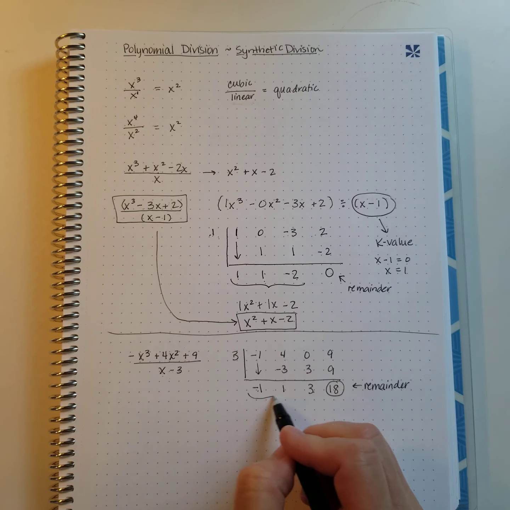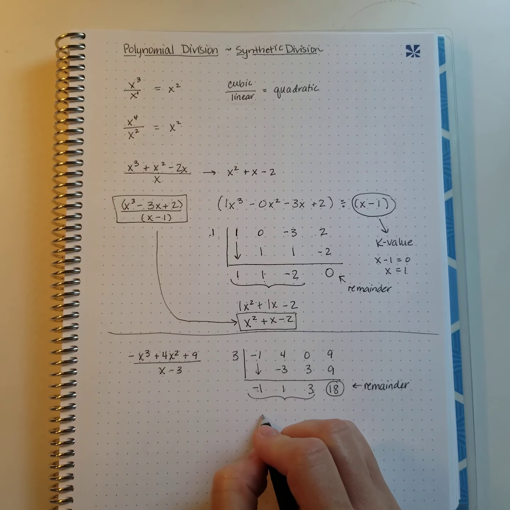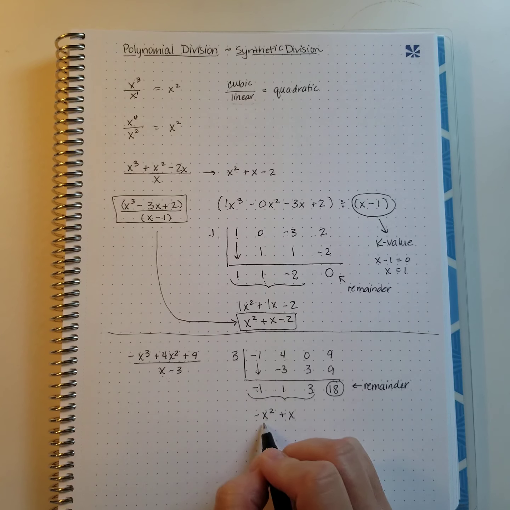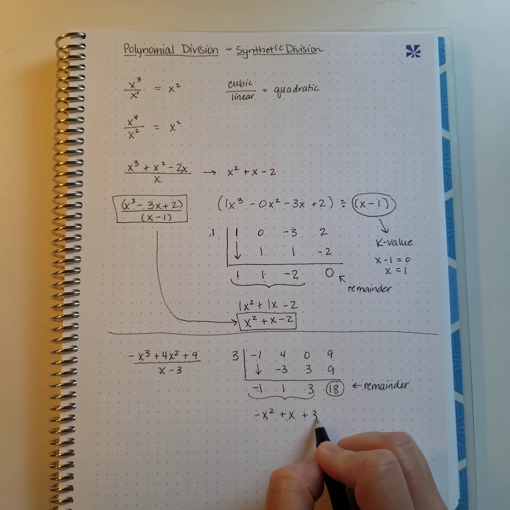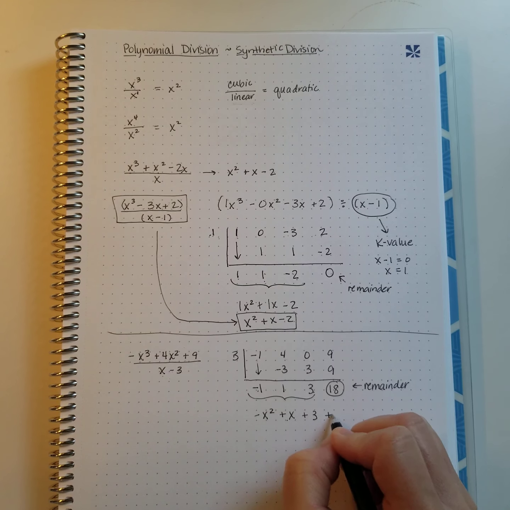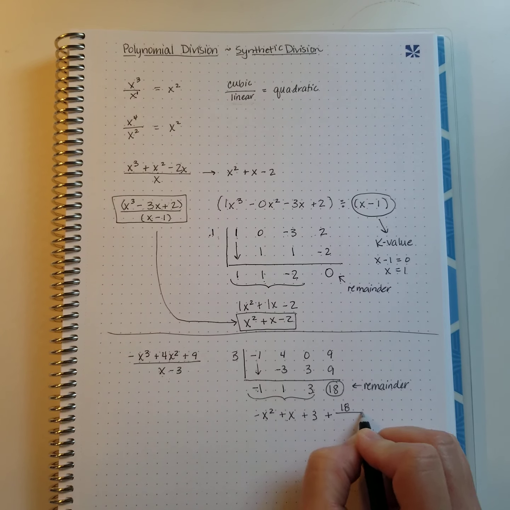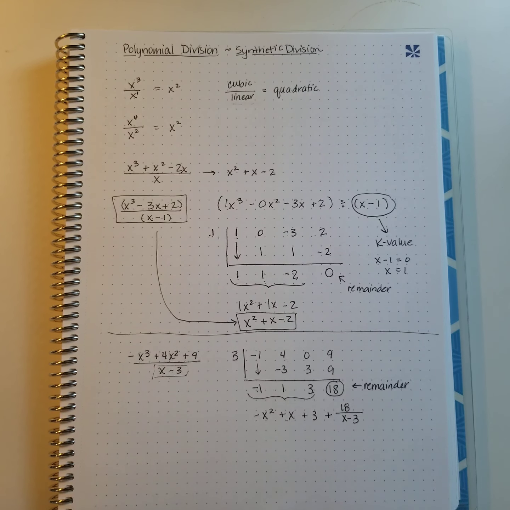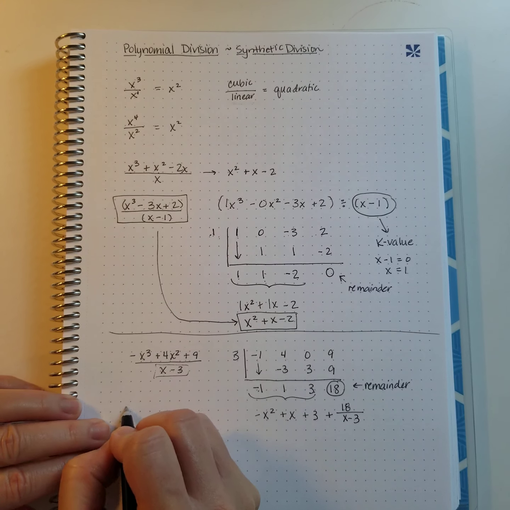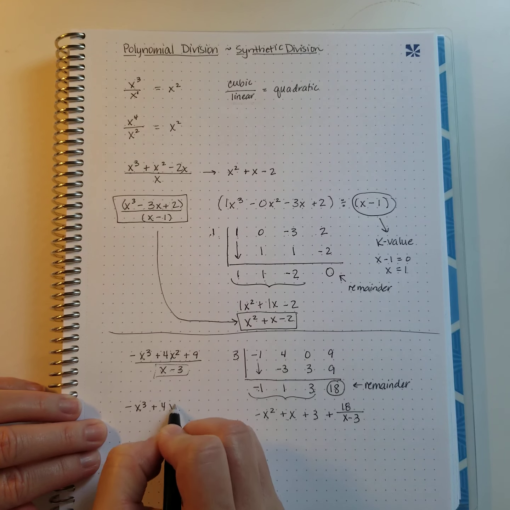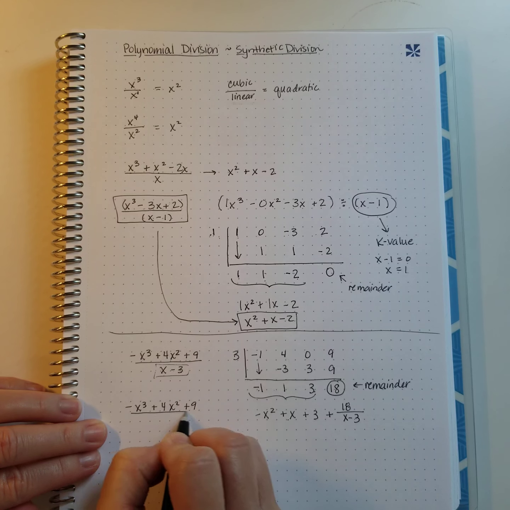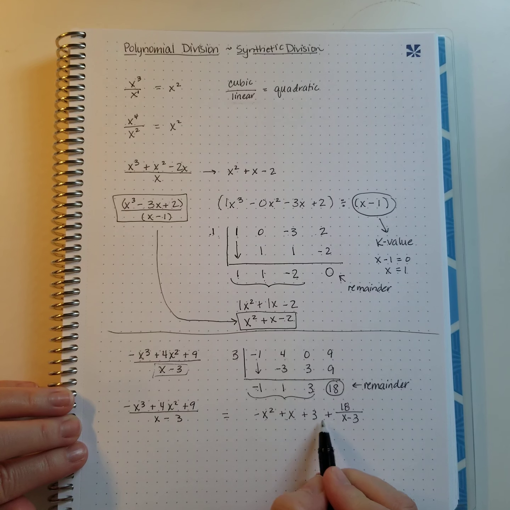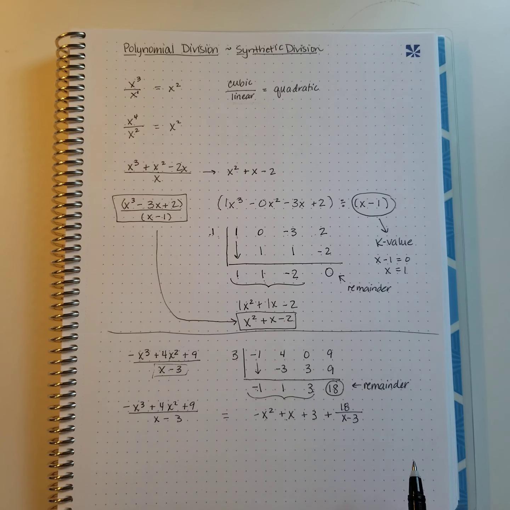So these first three values are still the coefficients on our quadratic, yielding negative x squared plus x, right? Negative 1, positive 1, plus 3, plus we have a remainder. And this is kind of new. That remainder is going to be divided by x minus 3. So negative x cubed plus 4x squared plus 9 divided by x minus 3 equals negative x squared plus x plus 3 plus 18 over x minus 3.